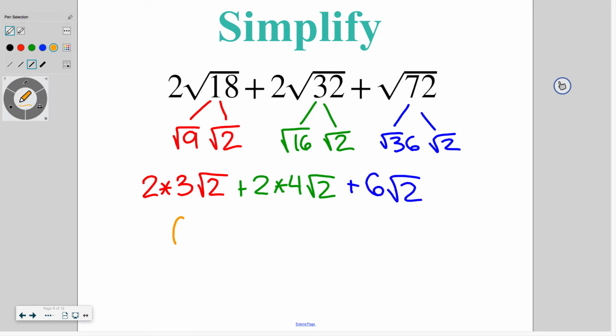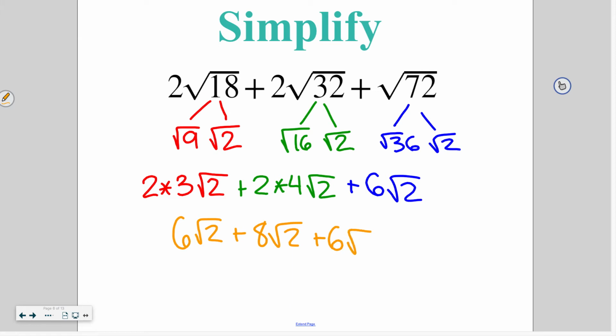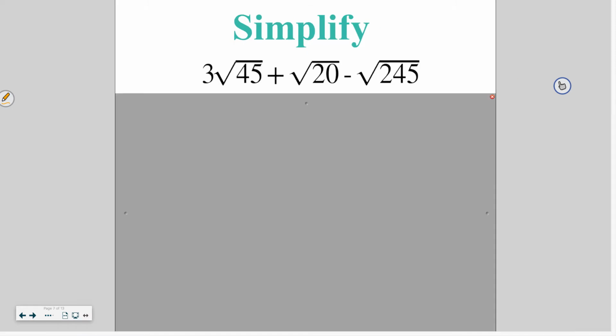Simplifying, that's going to give me 6 square roots of 2 plus 8 square roots of 2 plus 6 square roots of 2. 6 plus 8 is 14 plus another 6 is 20 square roots of 2 for my final answer. So we got 20 square roots of 2. Go ahead and try this one on your own.